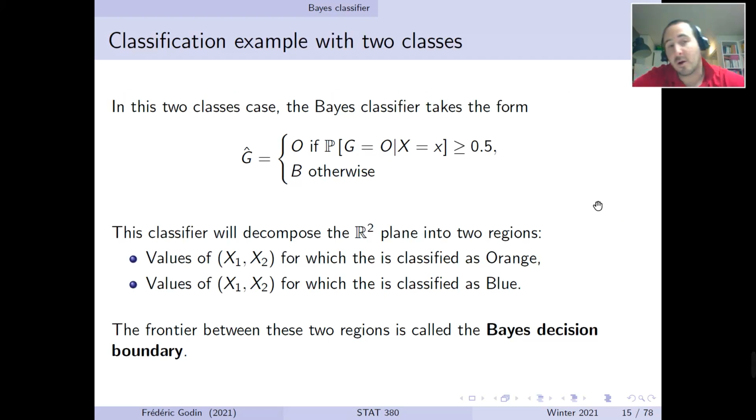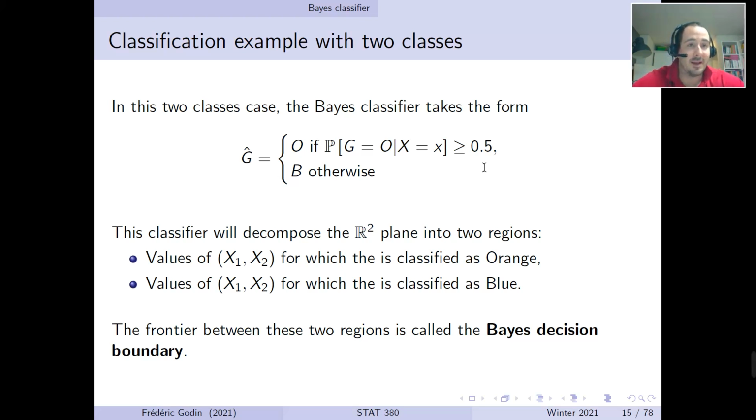If we go back to our previous example where we have exactly two classes, then the Bayes classifier would be of the following form. An observation would be classified as orange if the probability of being in the orange class given your predictors is greater or equal to 0.5. So if you have more than 50% chance of being orange for a given set of predictors, then you classify as orange. Conversely, you would classify as blue if you have less than 50% chance of being orange.